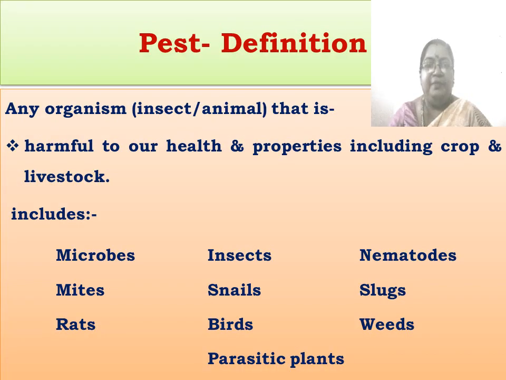Pests can be defined as an organism, maybe an insect or animal, that is harmful to our health and properties, including agricultural crop and livestock. Generally, pests include microbes, insects, nematodes, mites, snail, slug, rats, birds, weeds, and parasitic plants.